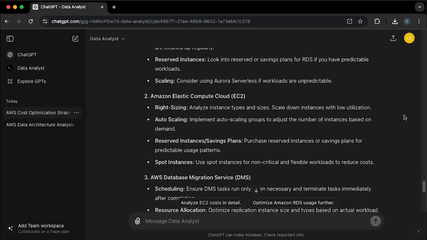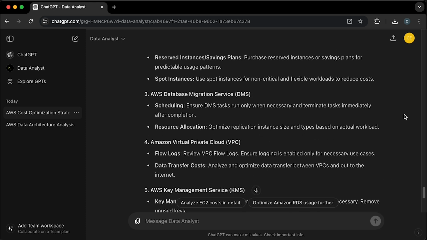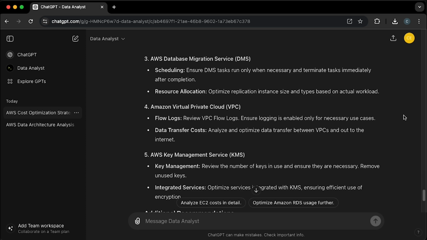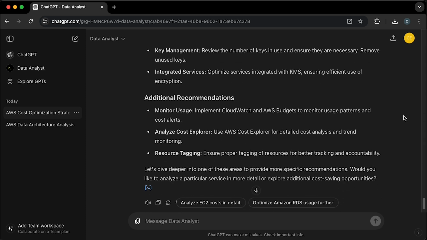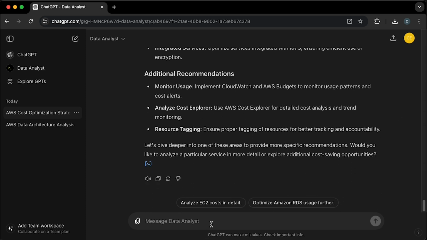So the cost optimization strategy section looks like ChatGPT has just taken the top 5 AWS services by costs and is suggesting two generic strategies for each. It does not appear that it is using any data from the CUR report, and it is just offering some standard suggestions. So the response ends with a prompt to analyze a particular service more deeply. So let me see if I can get it to take a closer look at the VPC service.